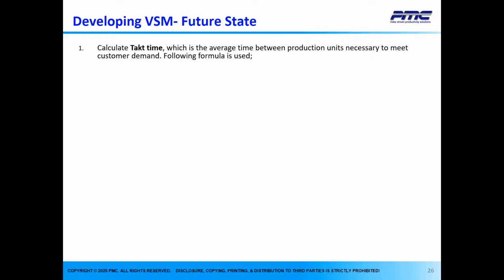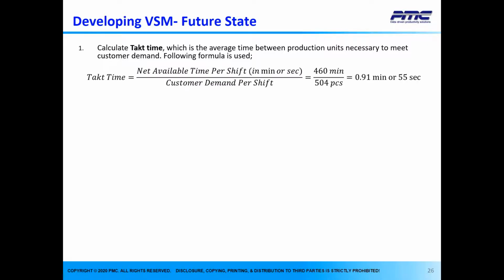So it starts with calculating the takt time. The takt time is the average time between production units necessary to meet the customer demand. So we use this formula for that. In this case, if you remember, the net available time per shift was 460 minutes, and customer demand per shift was 504 pieces per day. So technically, my takt time is 55 seconds. If I can produce a part every 55 seconds, that means I'm meeting my customer requirement.